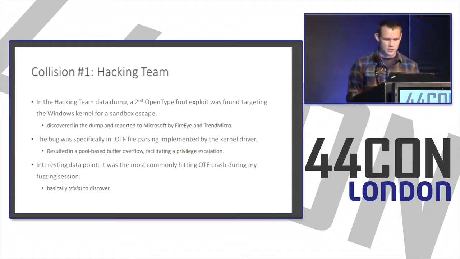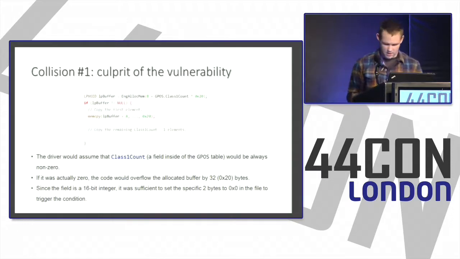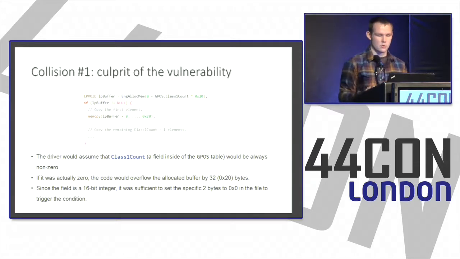And also what's interesting is that it was the most commonly hitting OTF crash during my fuzzing, so that was just like the most low-hanging fruit they could find and use. The condition that they used was shown here. It was just an overflow of 32 bytes. So they would assume that a specific field inside of a structure, which was 16 bits, would not be 0. And if it was 0, it would copy an excessive number of bytes.